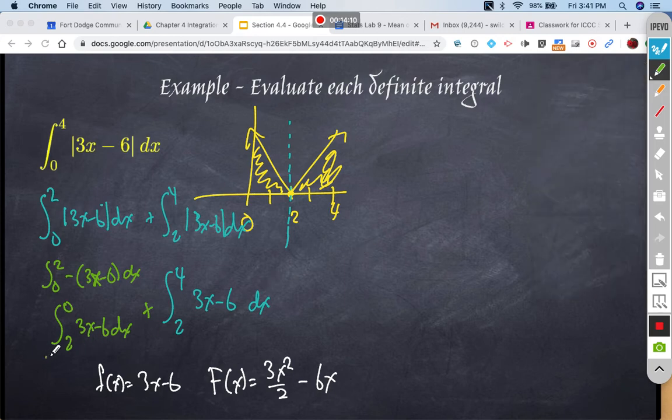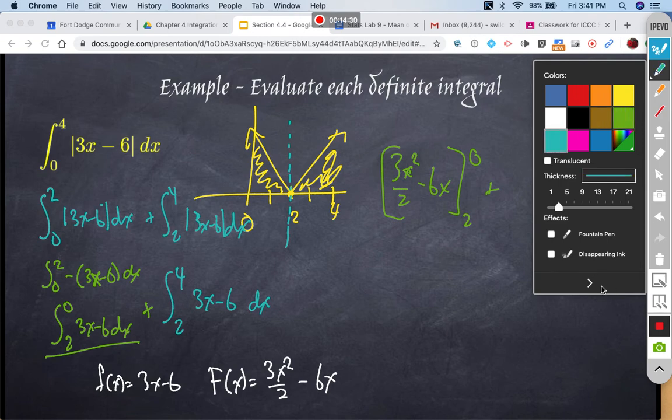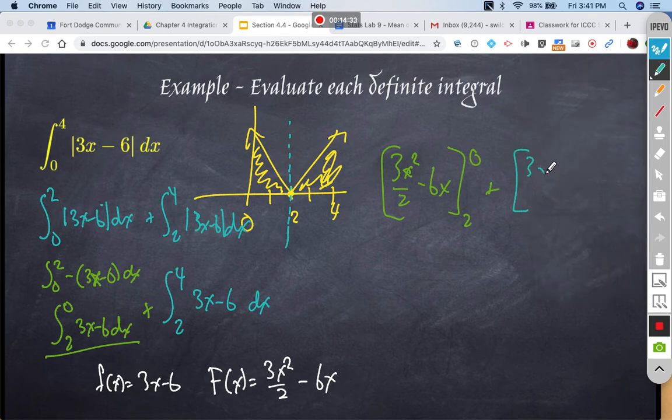So I'm going to start off with this one, and I'm going to say I want 3x squared over 2 minus 6x evaluated from 2 to 0. And I want 3x squared over 2 minus 6x evaluated from 2, sorry, we're going 2 to 4.